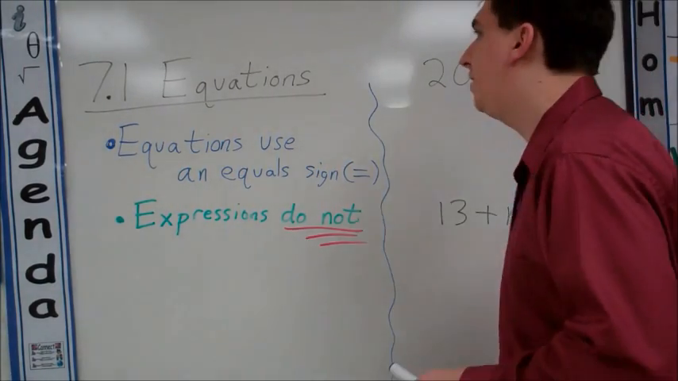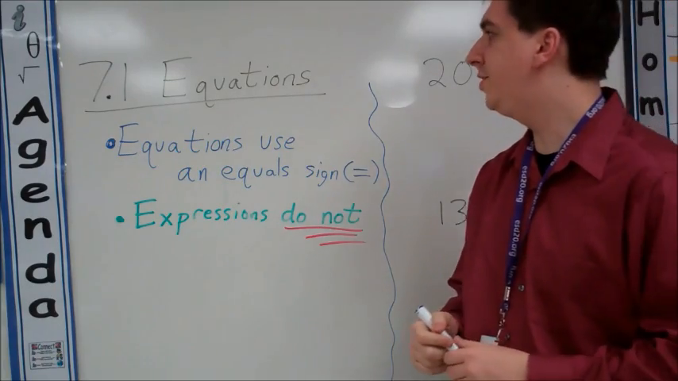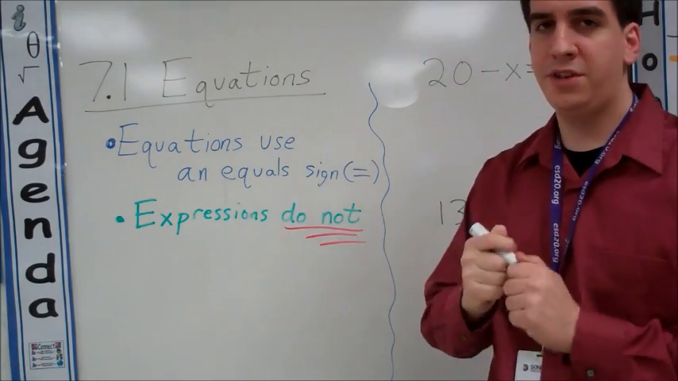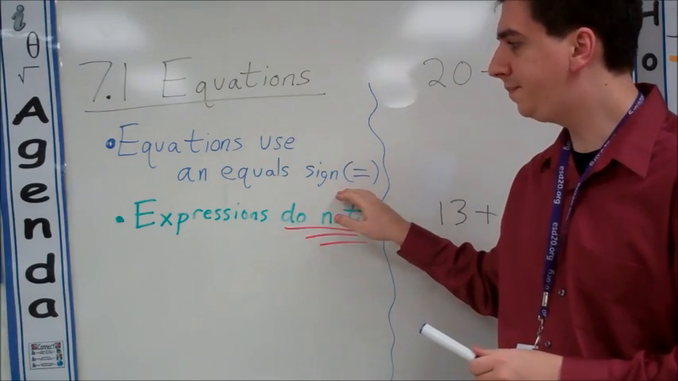Today we're starting with Chapter 7. First section of Chapter 7, 7.1, deals with equations. Equations are things that we've been using all of our lives. Equations have an equal sign.